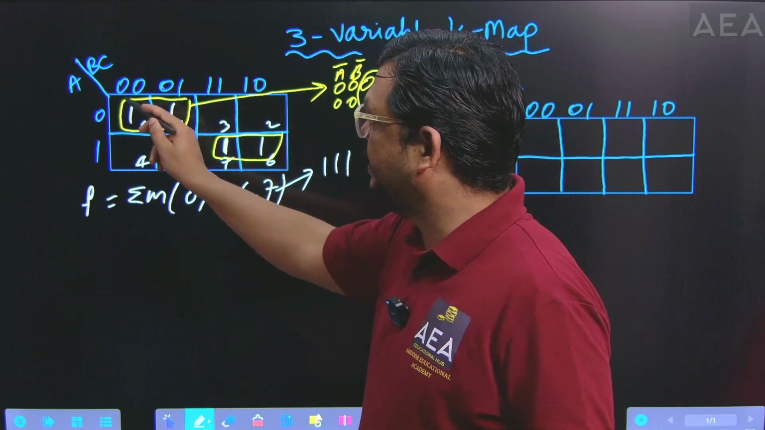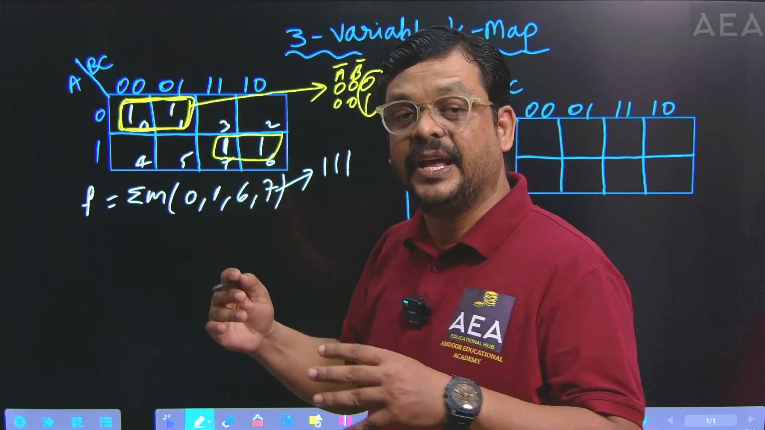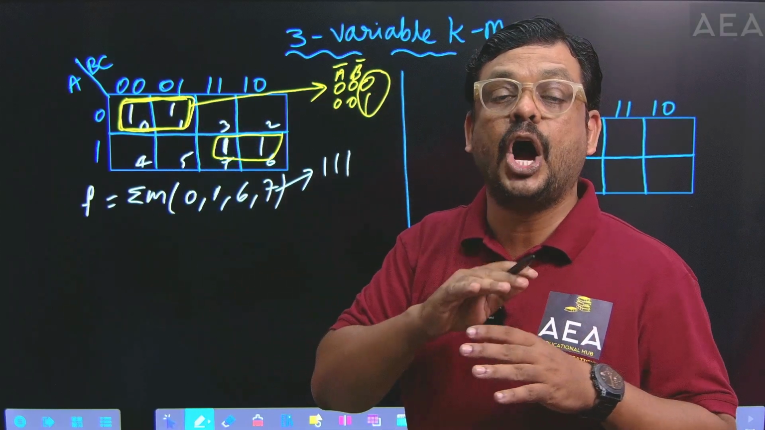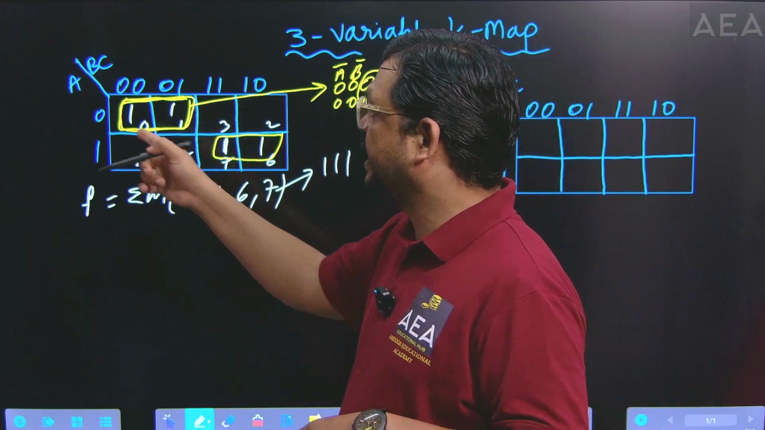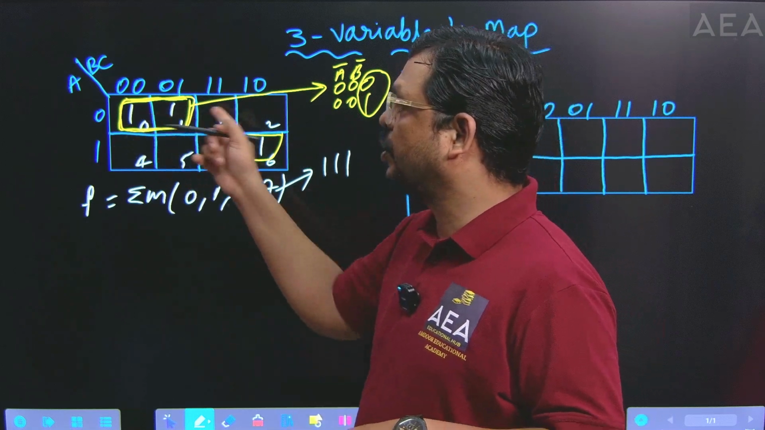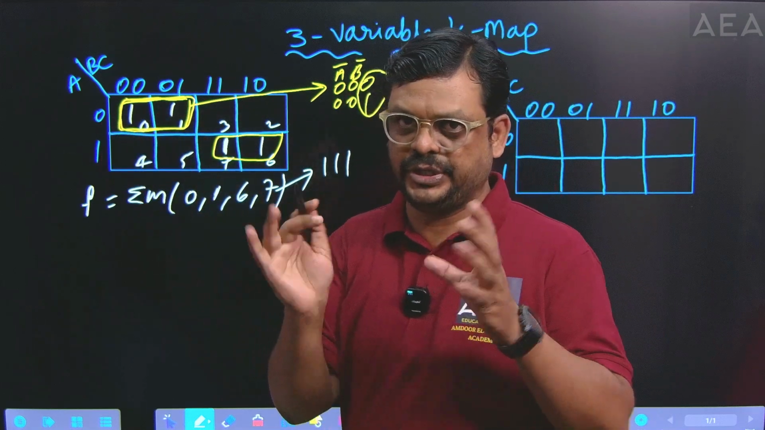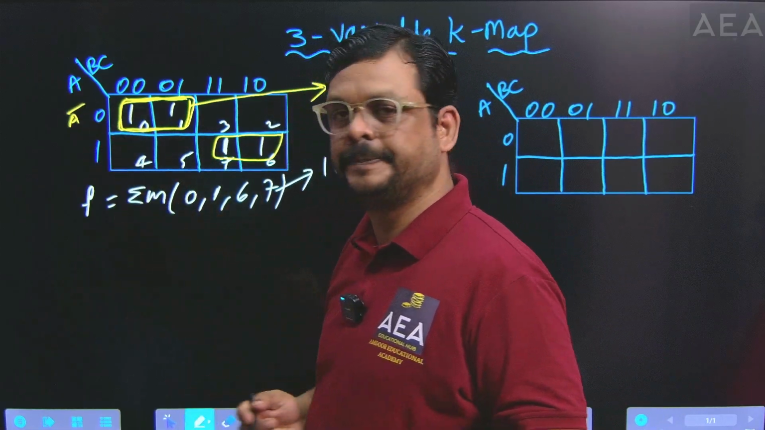See, after this mapping, after this pair combination, just try to check how many rows and how many columns this pair covers. So now this pair covers one row and two columns. Then find out the row combination. Row combination is 0, a fixed value. So that's why here we have to write A bar.